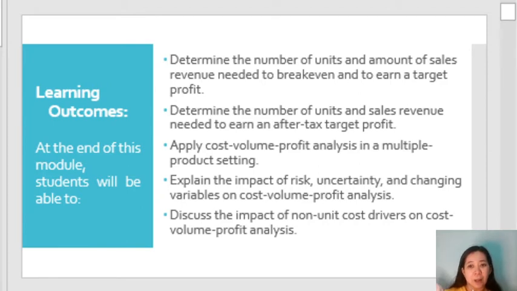Third, you're going to apply the cost volume profit analysis in a multiple product setting. Fourth, you're going to explain the impact of risk, uncertainty, and changing variables on CVP analysis. And fifth is to discuss the impact of non-unit cost drivers on CVP analysis.